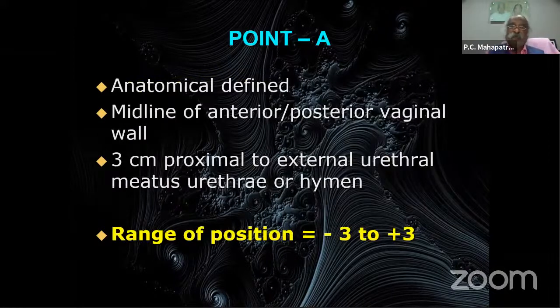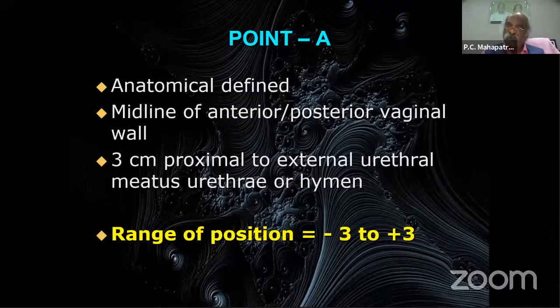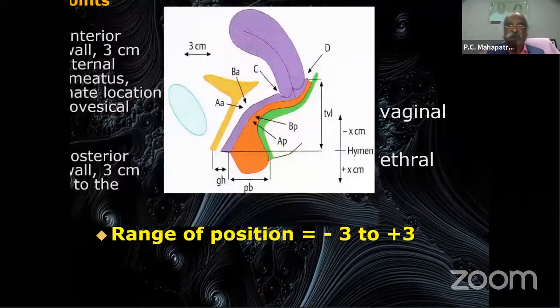What is point A? Point A is anatomically defined. It is the midline of the anterior and posterior vaginal walls, AA or AP. Three centimeters proximal to the external urethral meatus or hymen is point A. It is a fixed measurement. The range of position is -3 to +3, so it can be -2, -1, +1, +2, and +3. Three cm below the hymen is plus, above the hymen is minus. But this is a fixed point.